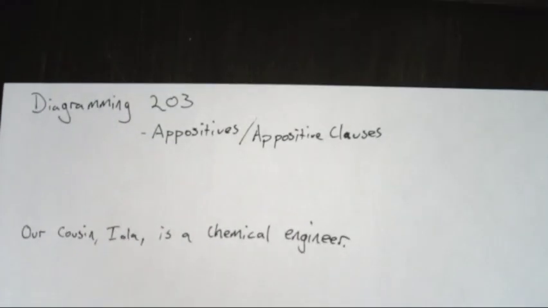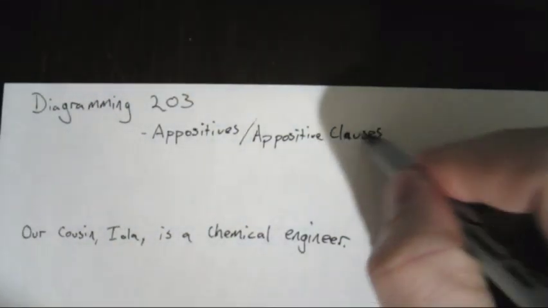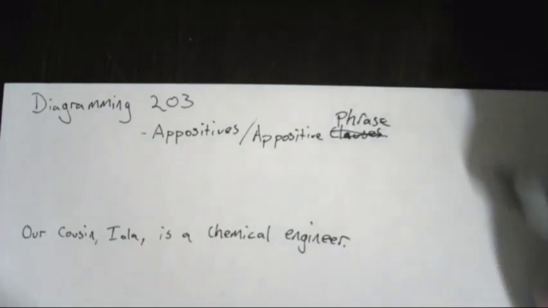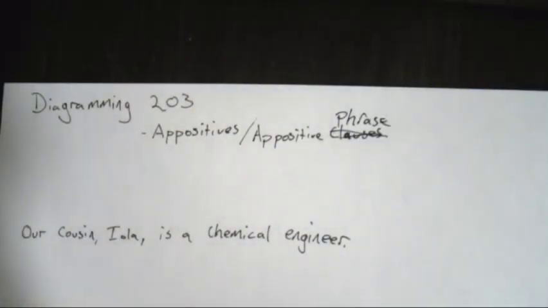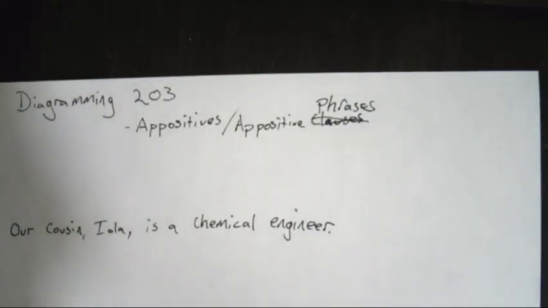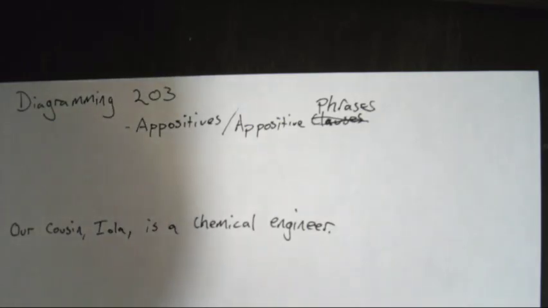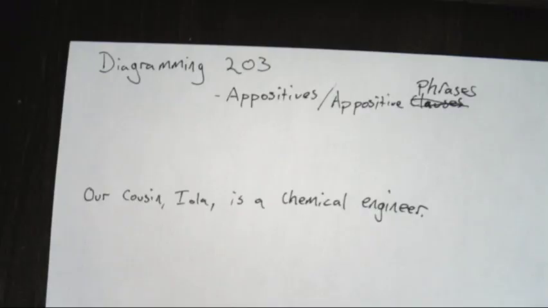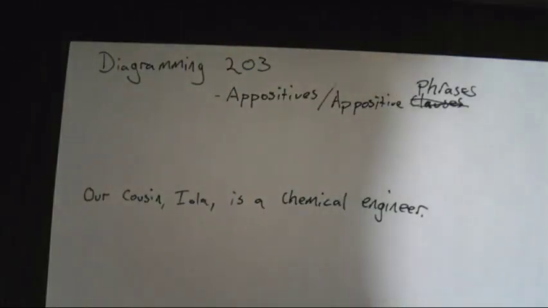So appositives and appositive phrases. Sorry, I should have said phrases there, not clauses. Let me change that. It's a phrase, not a clause. Okay, appositives and appositive phrases are short, clarifying phrases within a sentence that just clarify what came before it. So it's easier to just show you an example than to define it.